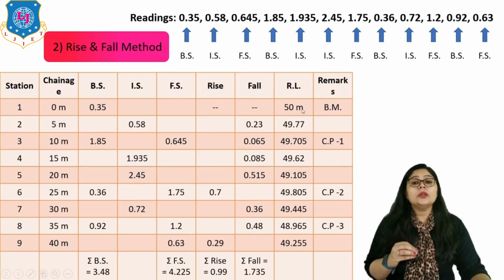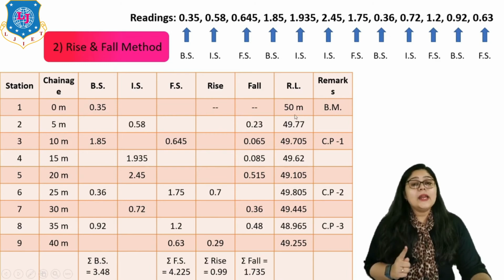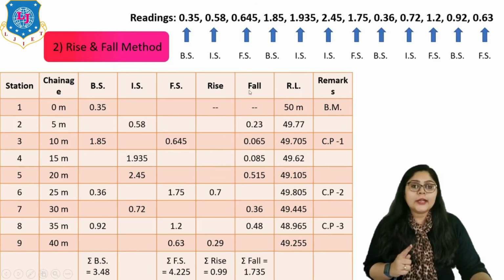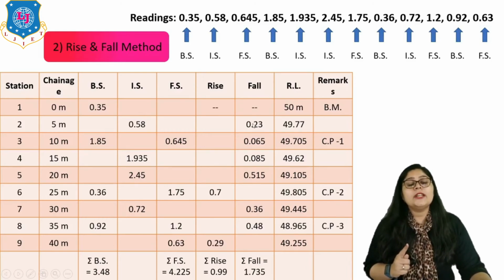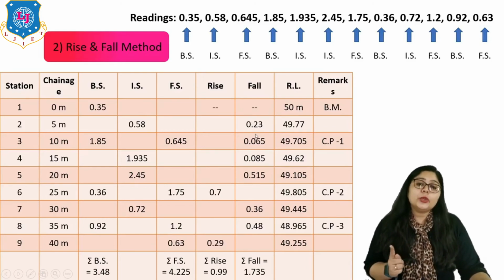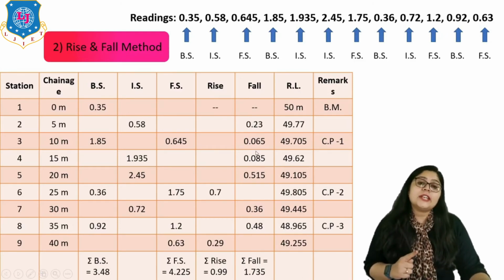Now once you identify all the rise and fall columns, then what you have to do? You know the first value, which is your benchmark, as 50 meter. Now as I said, I have to simply do what? 50 minus 0.23, because fall indicates minus, right? So if I want to know the RL of the next point, if it is a fall, I have to simply deduct it. So 50 minus 0.23 will give me 49.77.